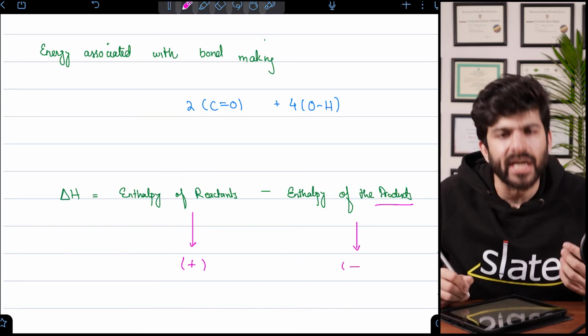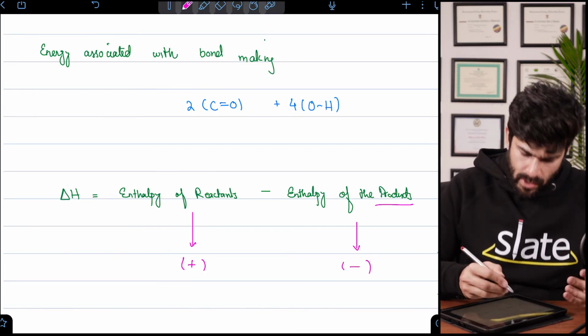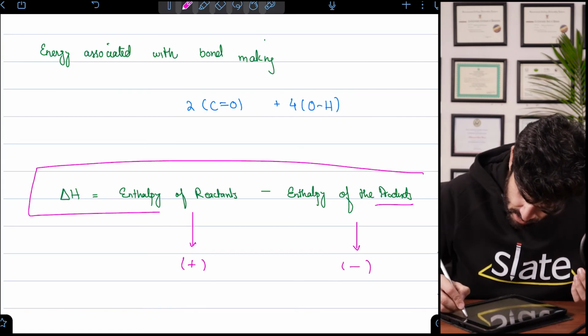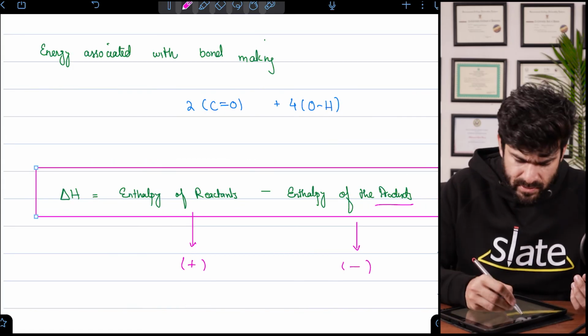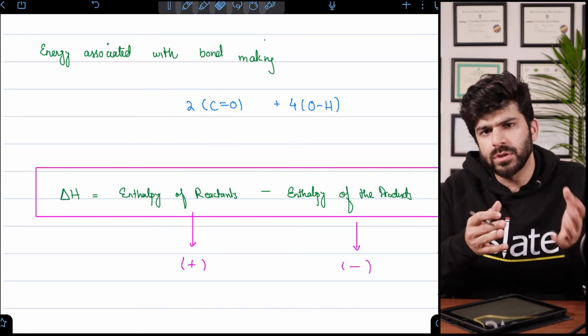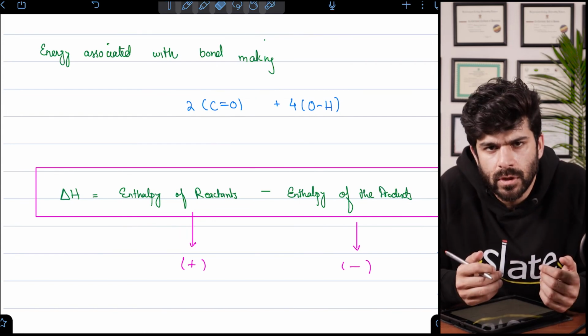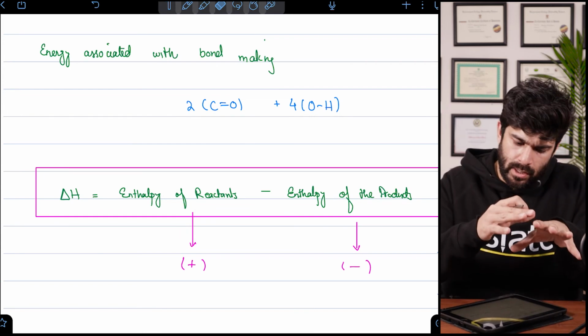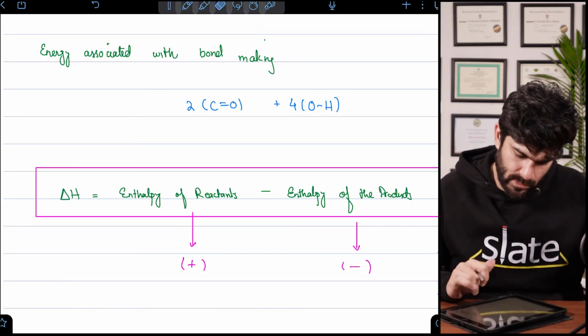So this is always a negative value. But if you memorize this equation, you will never make a mistake, but sometimes students do forget. So students, that is what this whole chapter is about.